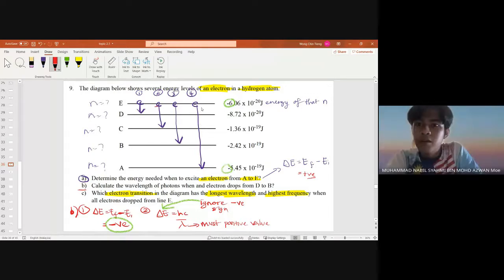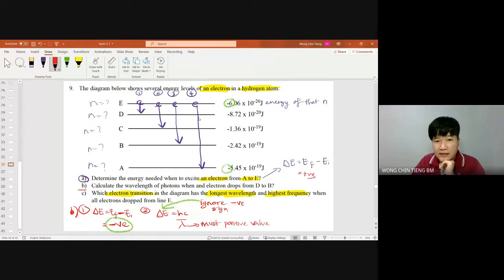Nabil, transition mana yang akan ada delta E paling besar? E to A. So delta E kat sini paling tinggi. Dengan kata lain, delta E kat sini paling rendah. Setuju kelas? Formula. Saya guna formula yang ada ni dulu. Delta E equals to HC over lambda. Delta E tinggi bermakna wavelength rendah. Okay? Tapi sekarang soalan tak nak wavelength rendah. Soalan nak wavelength tinggi, longest wavelength.